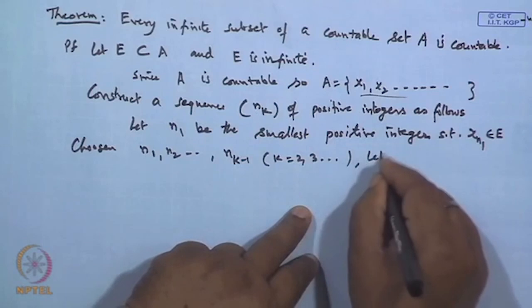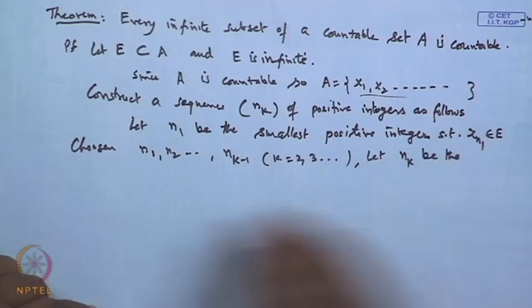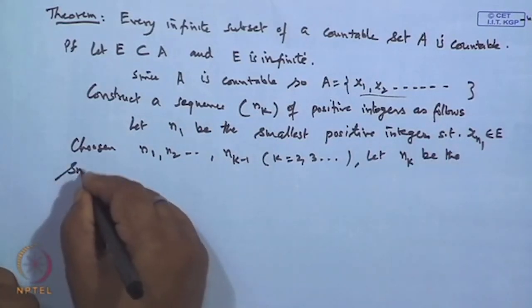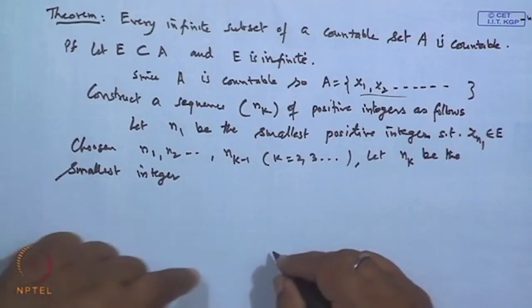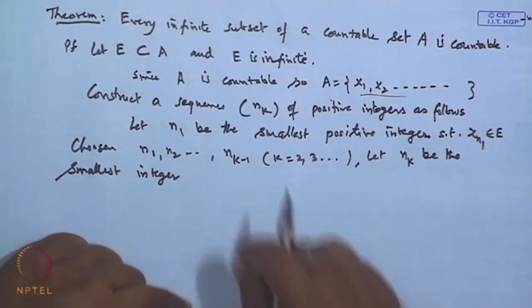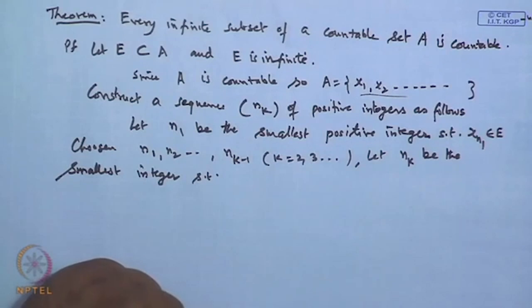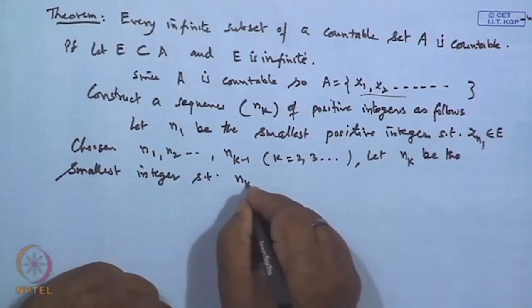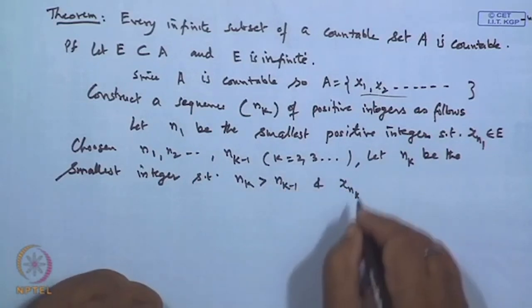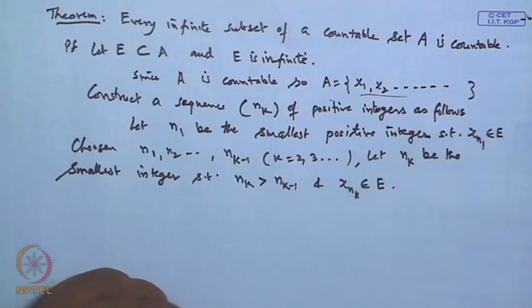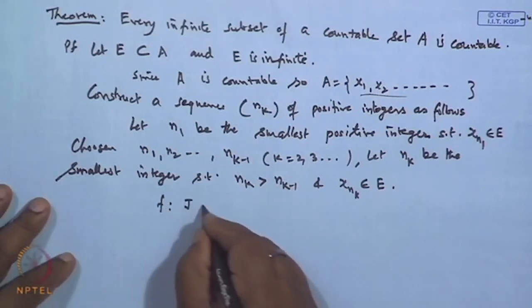Let us take n k now to be the smallest integer such that n k is greater than n k minus 1 and the corresponding term of the sequence x n k belongs to E. Okay. So, now let us introduce the function f from J to E.